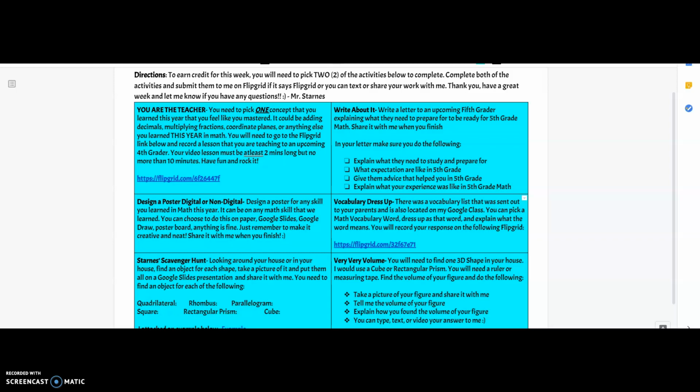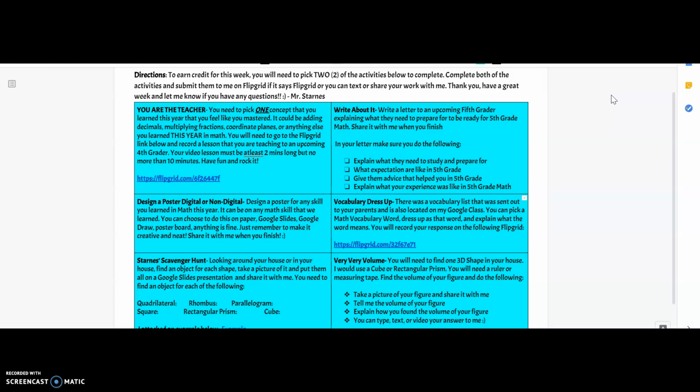What I'm going to be doing today on the Screencast-O-Matic is just going over the choice board that you have in my math class this week. I'm going to go ahead and go through the directions. It says to earn credit for this week, you need to pick 2 of the activities below to complete. Complete both of the activities and submit them to me on Flipgrid if it says Flipgrid, or you can text or share your work with me. Thank you. Have a great week, and let me know if you have any questions.